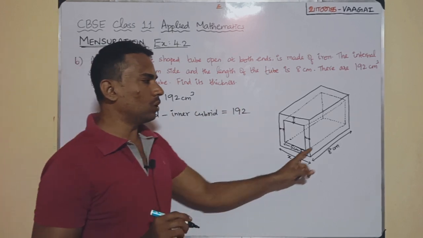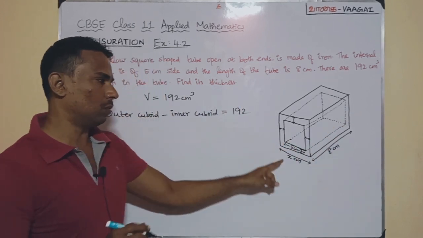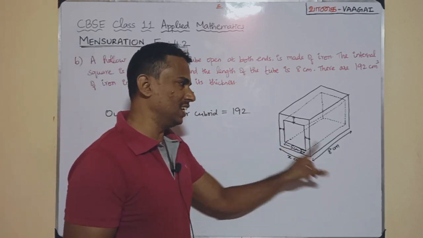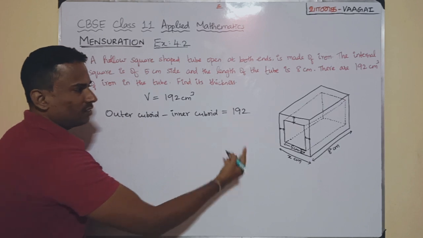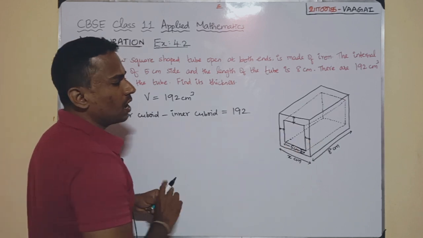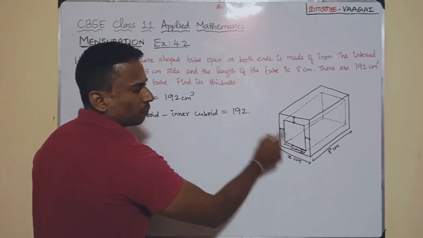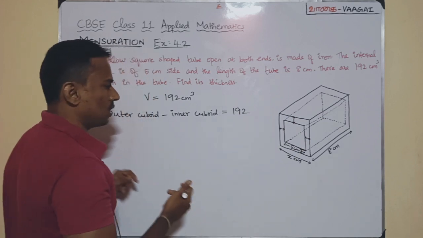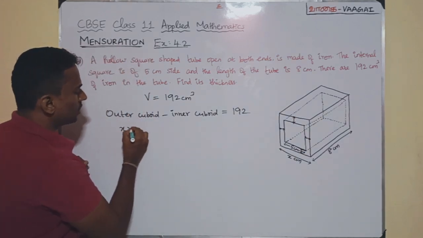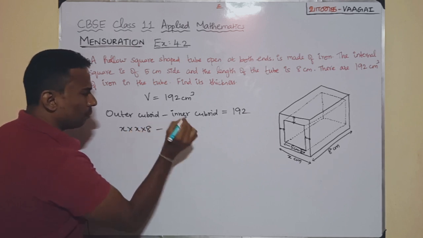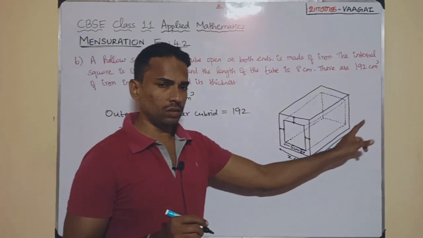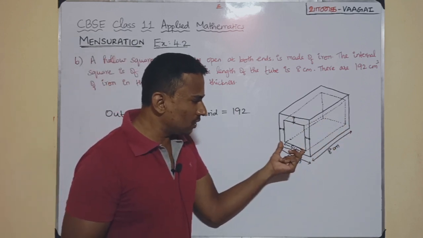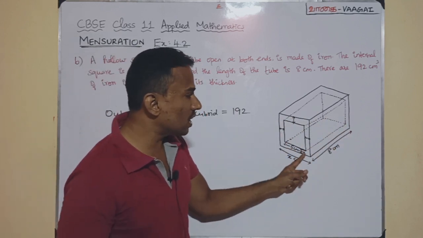Now come to the outer cuboid's volume. It will be nothing but x into x into 8, because length into breadth into height is how we do it, right? I'm just going to take these two as length and breadth and this as the height. Anyway you take it, the answer is going to be the same. So x into x into 8 minus what about the inner one? The inner cuboid's dimensions are going to be 5 into 5 into 8 only.